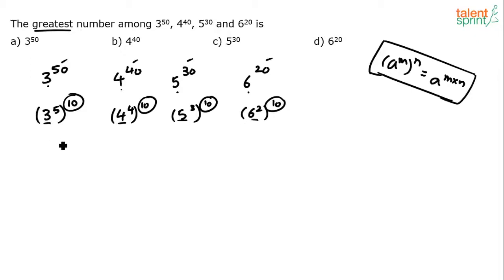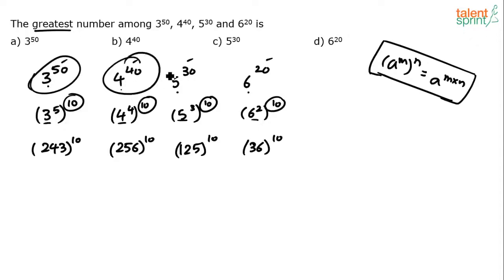What is 3 power 5? 3 power 5 will be 81 times 3, right? It will be 243. So this is 243 power 10. 4 power 4 is 256, right? 16 squared basically, right? So it will be 256 power 10. 5 cube is 125 power 10, and 6 squared is 36 power 10. Now compare. Don't look at the numbers as 3 power 50, 4 power 40, 5 power 30, 6 power 20. The numbers are 243 power 10, 256 power 10, 125 power 10 and 36 power 10.